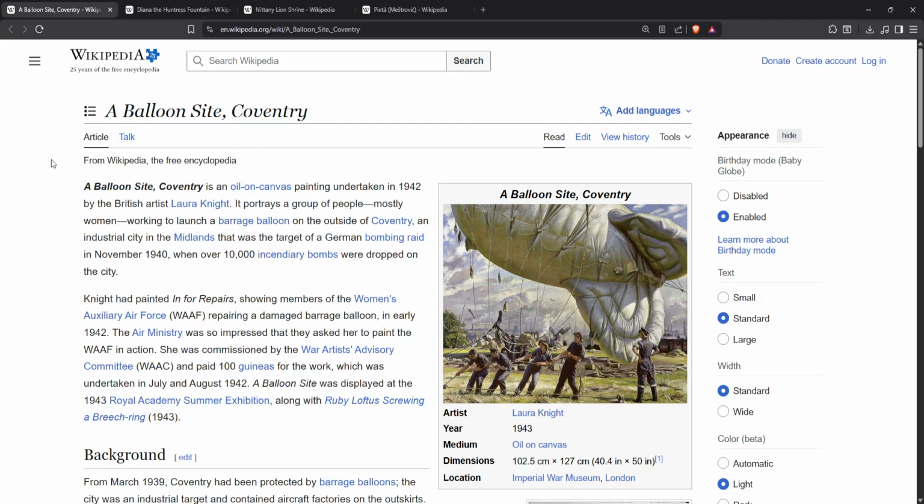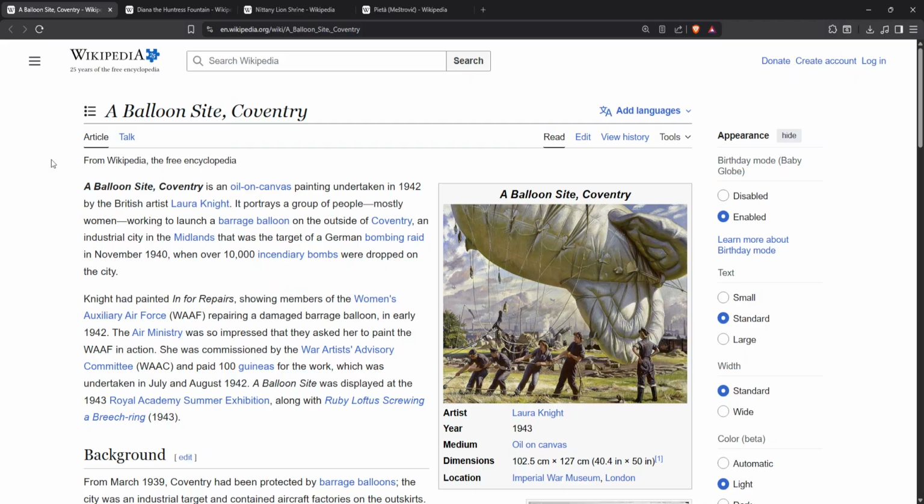A Balloon Site, Coventry is an oil-on-canvas painting undertaken in 1942 by the British artist Laura Knight. It features a group of people, mostly women, working to launch a barrage balloon on the outskirts of Coventry, an industrial city in the Midlands that was the target of a German bombing raid in November 1940, when over 10,000 incendiary bombs were dropped on the city.